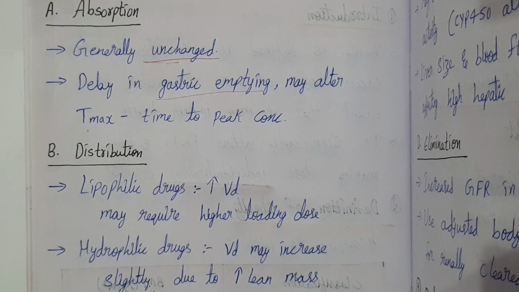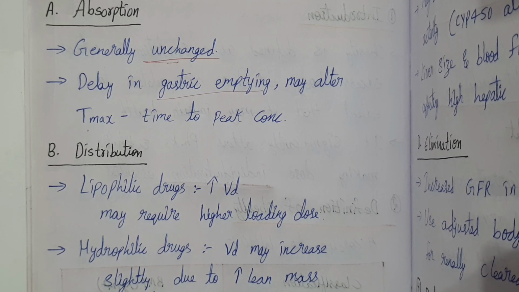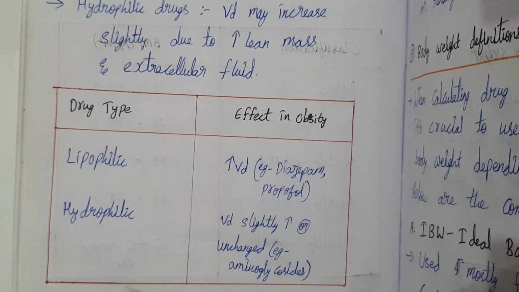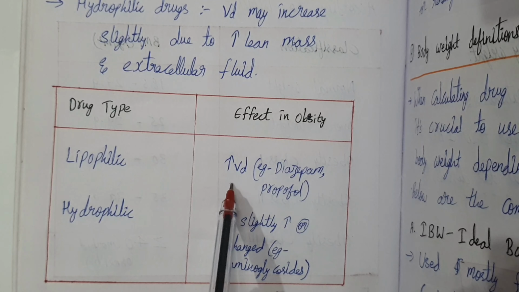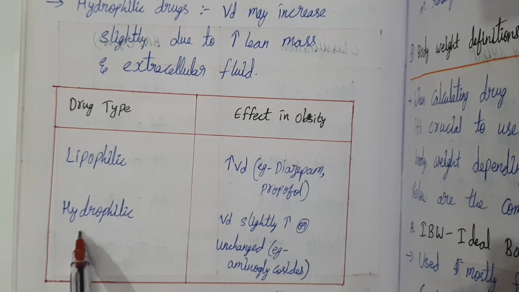Now hydrophilic drugs stay more in water. They don't go into fat easily. So Vd is slightly increased or unchanged. By seeing this table, you can easily write the distribution part: lipophilic drugs have more Vd, for example diazepam and propofol, and hydrophilic drugs have slightly higher or unchanged Vd.